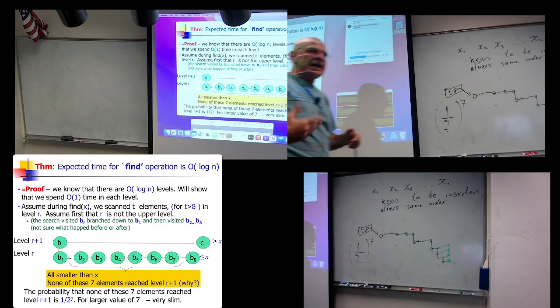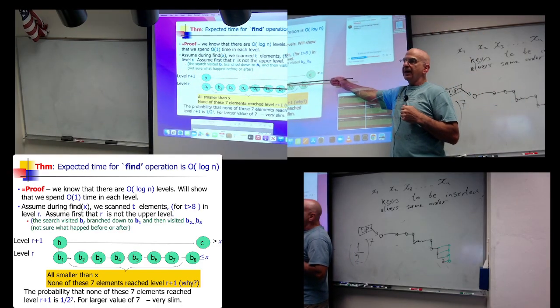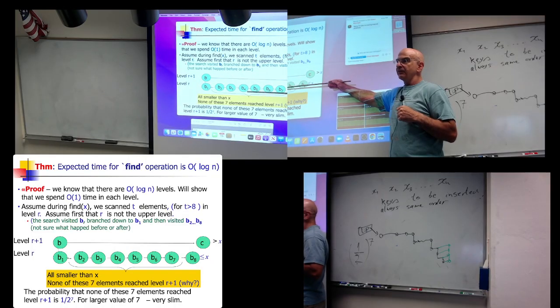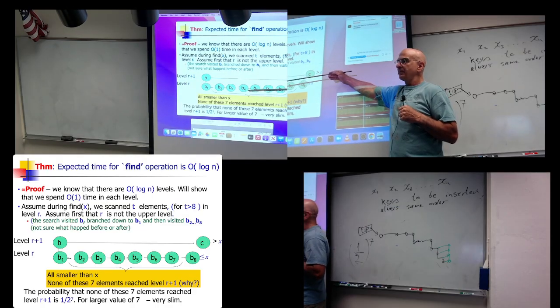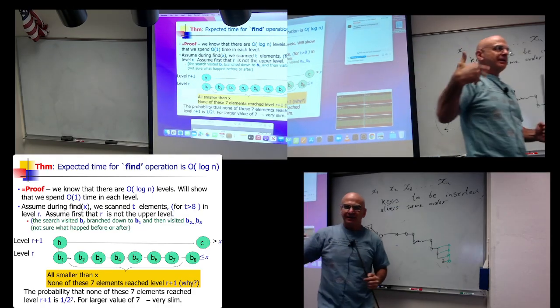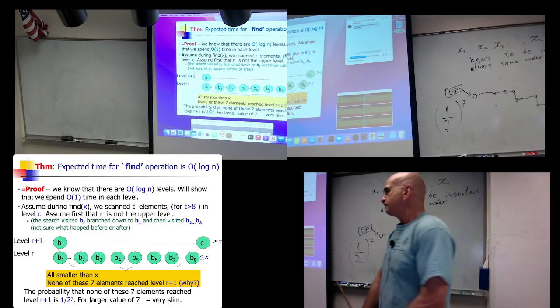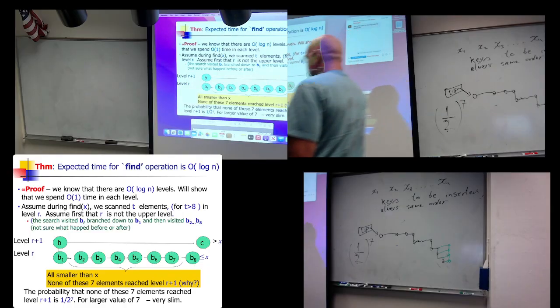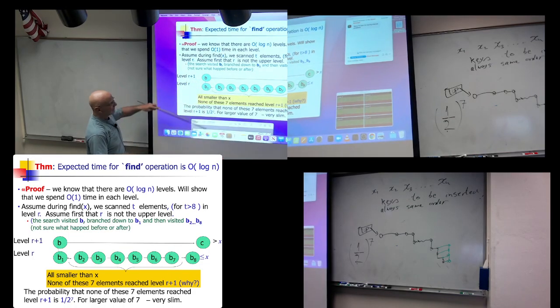Okay, so that was a hand wave that tries to convince you that it's quite unlikely that in the same level you'll have to visit a lot of elements. Maybe you'll visit one, maybe two, maybe three, but it will be rare to visit many more. So on average, you can say in each level you're spending a constant time.